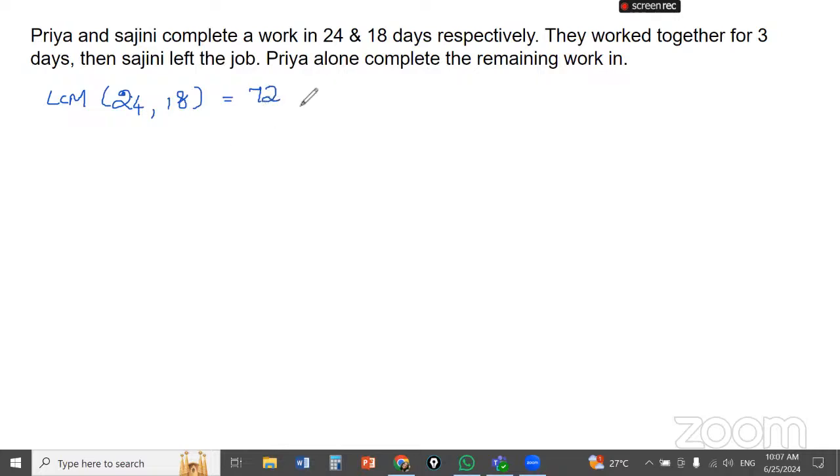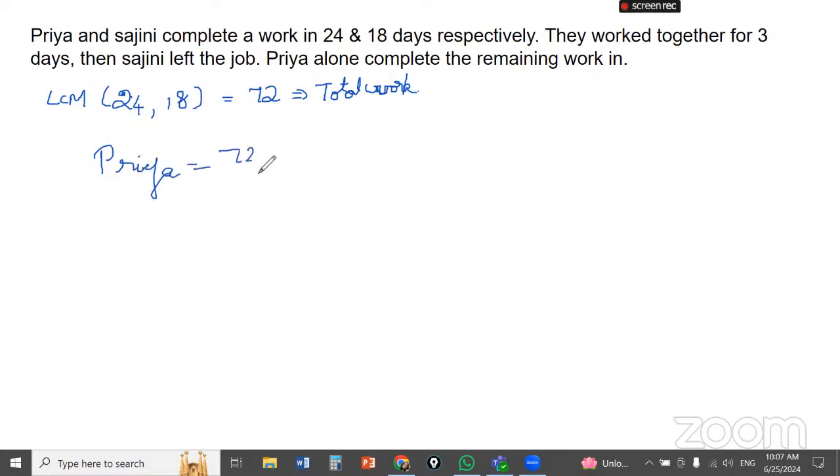Yes, Mercy, it's 72. The meaning is 72 is the total work they have to complete. They have to complete 72 works. Say they have to fold 72 cloths. This is the total work. Like that we can assume for our understanding. So 72 is the total work that has to be completed. Now, Priya's one day work. In one day, how much work can Priya complete? That we can find here.